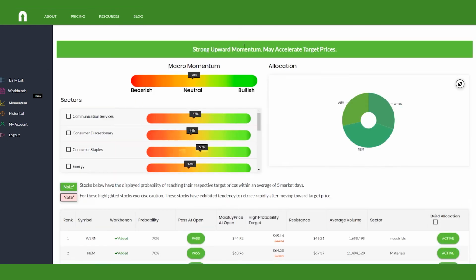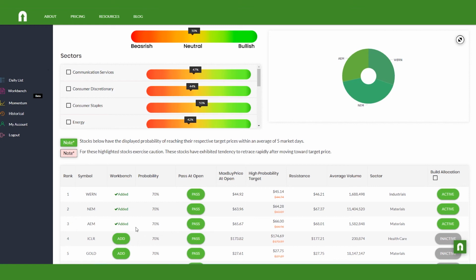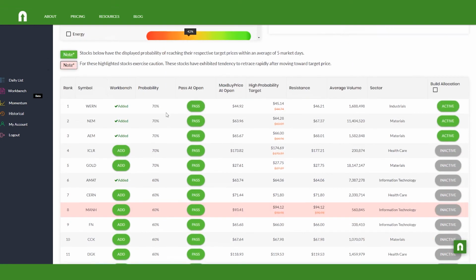So we've covered the market trajectory. We've covered the macro and sector momentums. We've covered the allocation section. So then we've also covered the daily list and how we have lots of different stocks to choose from. We've got our probabilities. We're going to be adding them to our workbench.